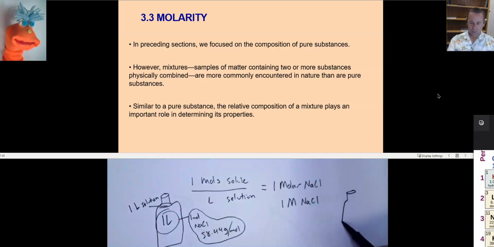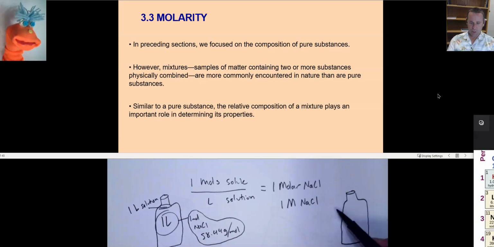Over here, I have a different bottle. It's also 1 liter large. Okay. There's the 1 liter mark. But I only have it filled up half the way. It has the same solution. I poured that into here, but I only filled it up to 0.5 liters.